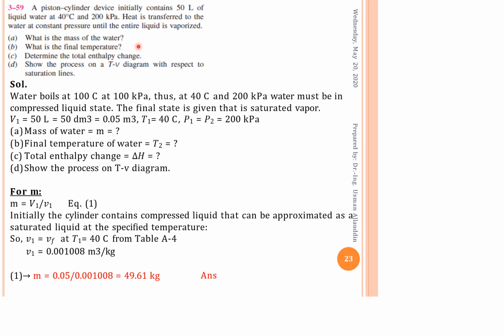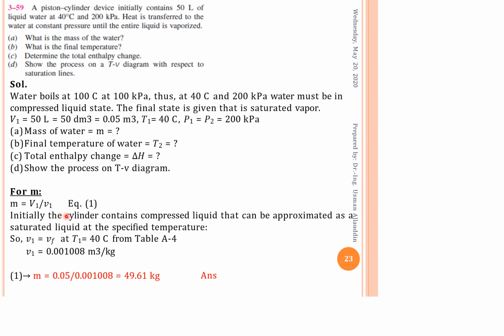We also need to find the final temperature, T2, since T1 is given to us. We need to find our temperature to determine the total enthalpy change. We need to find the delta H and show the process on a T-v diagram with respect to saturation lines. So let's start. Our V1 is equal to 50 liters, and if we convert it into m cube, it will be 0.05 m cube, while T1 is 40 degrees Celsius and P1, P2 is equal to 200 kilopascal.